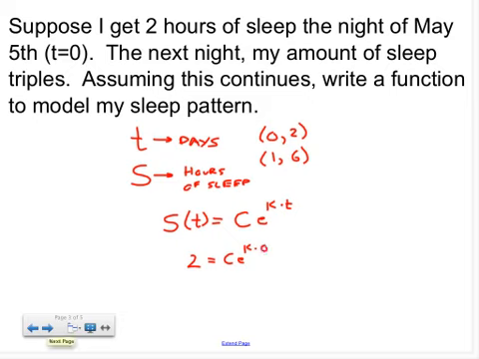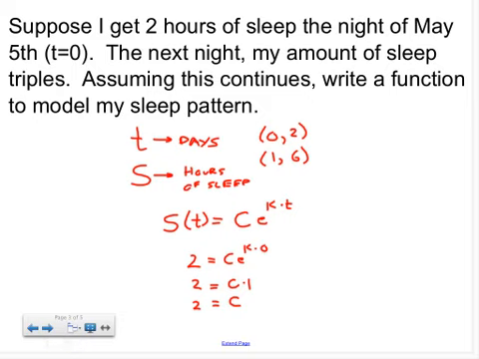Now this is good news because k times 0 is 0 and e to the 0 is 1. So you get c times 1 equals 2, and therefore you have already got your value of c. That's a nice thing that happens. Not always, but in the case where you have the amount at time 0, you'll get the c. Now we need to figure out what the value of k is.